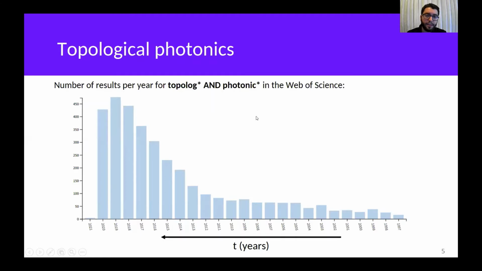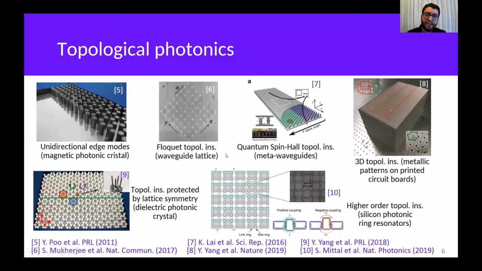And these advances and many, many more have caused an explosion in topological photonics because there are now many systems that can be implemented experimentally that before they could not. These are some of them, but there are many more.